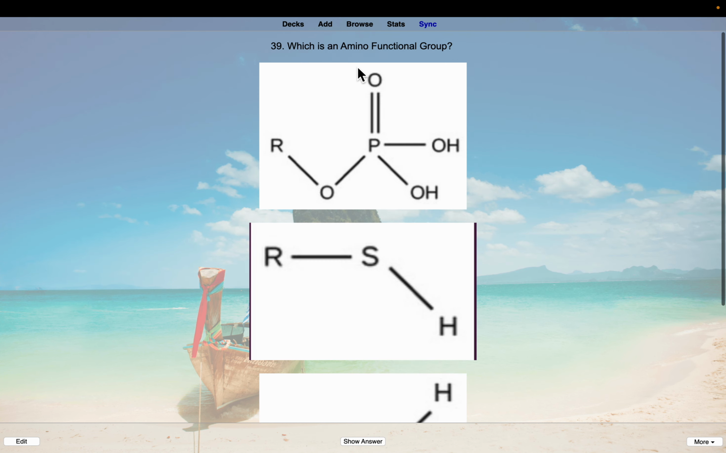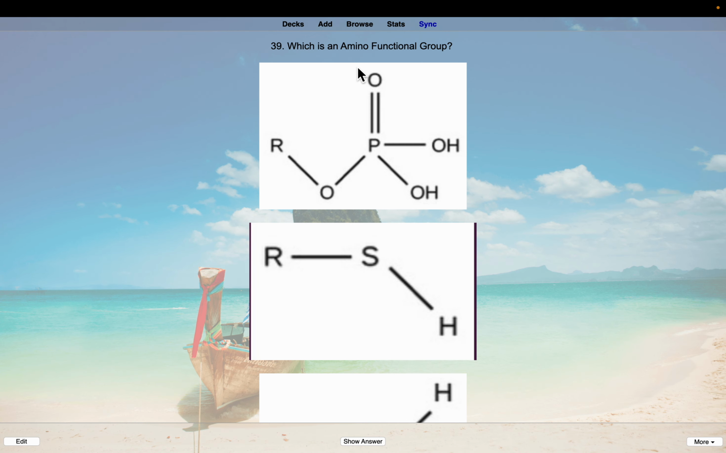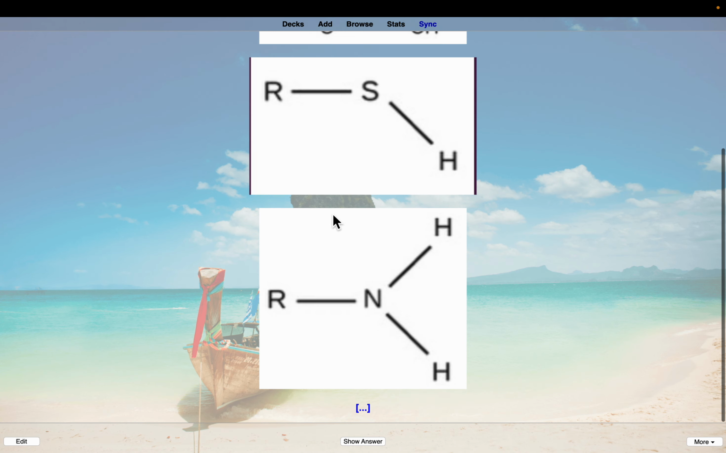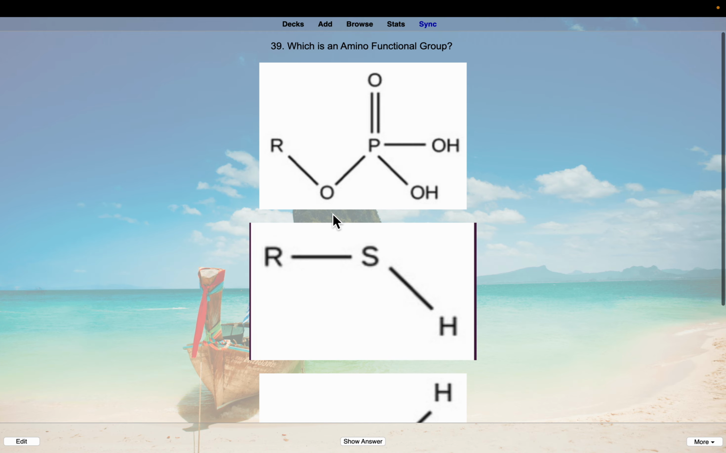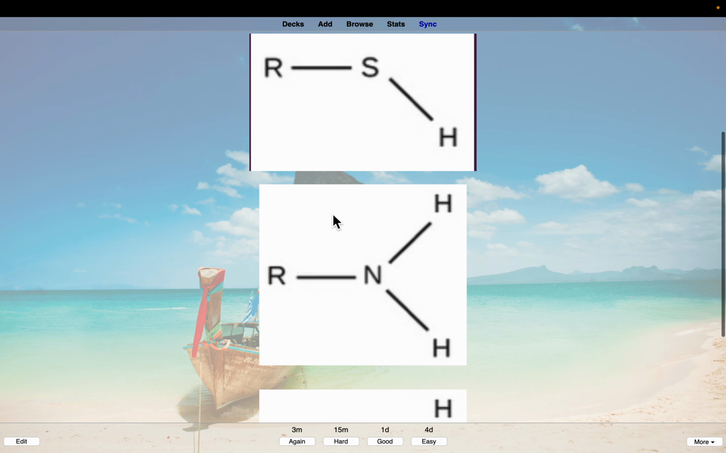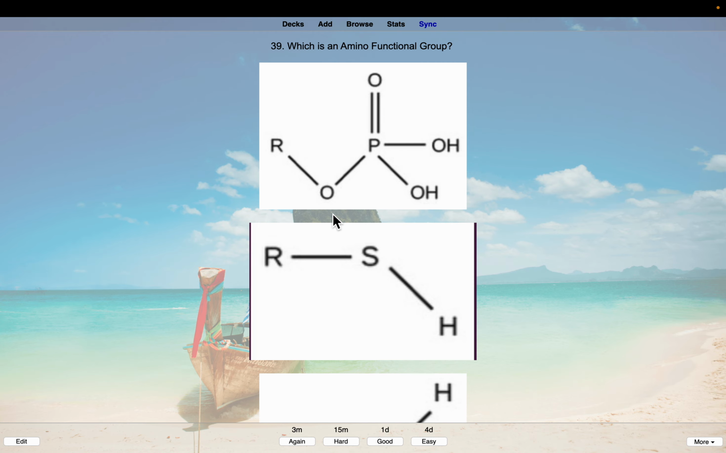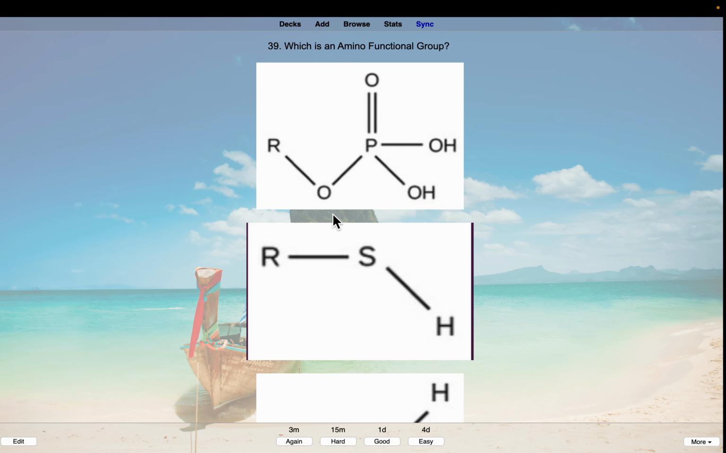Okay, which is an amino functional group. This is challenging. Actually, I don't know. What's the answer? Okay. Why though? If only I still had the list of functional groups. Do I?